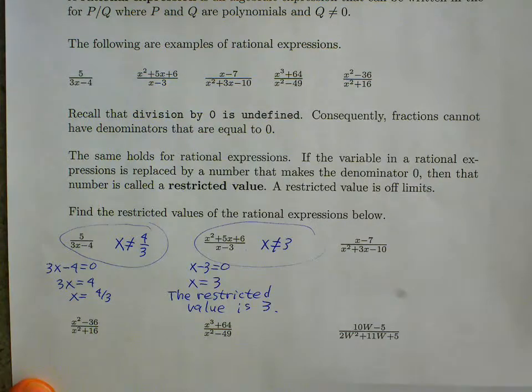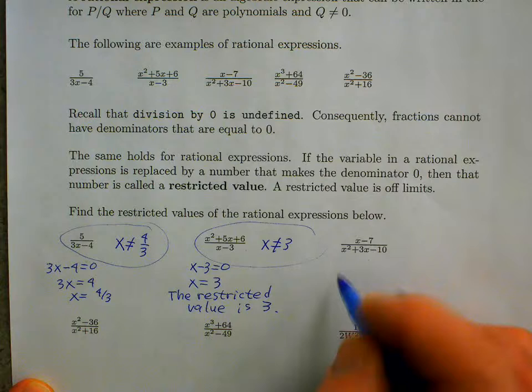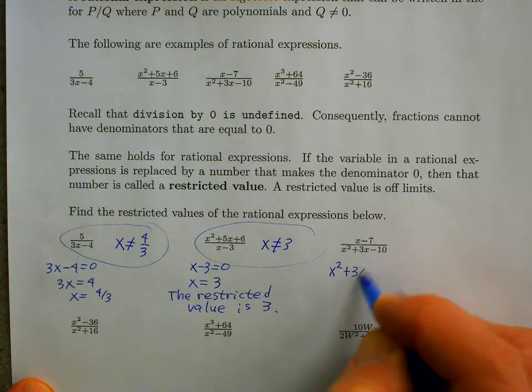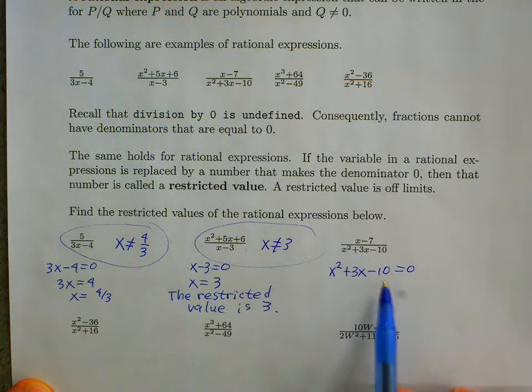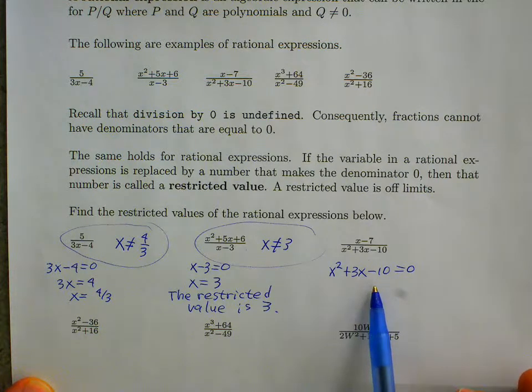Find the restricted values. So we focus on the denominator. We set the denominator equal to 0. We solve this equation, and the real valued solutions are restricted values. Okay, we learned how to solve equations a little bit. We can solve this by factoring.